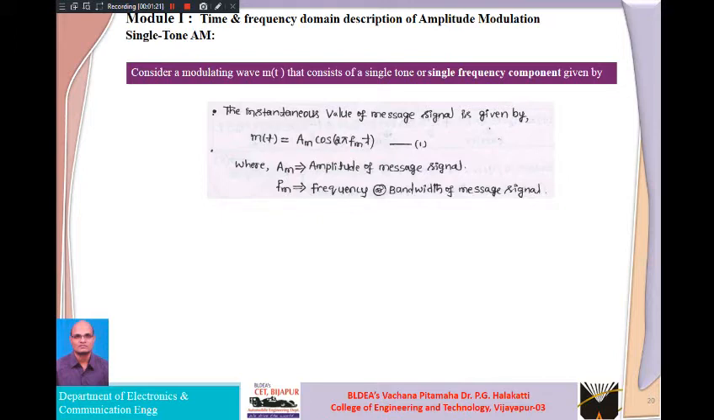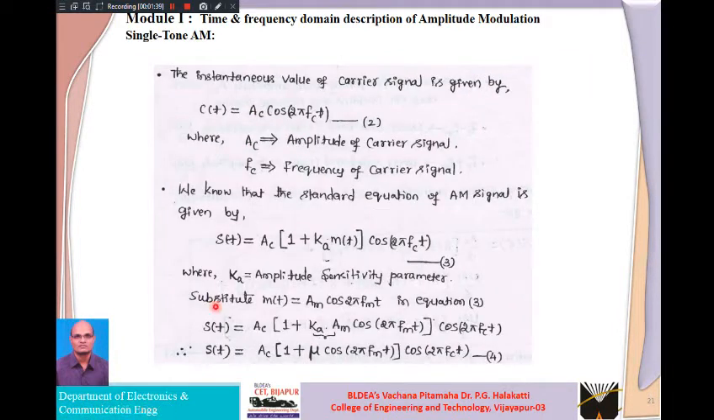The main difference between the time and frequency domain description of the previous AM and this single tone AM is that here we consider only one message amplitude as usual, and the carrier signal having a single amplitude Ac, and directly we get the equation for the amplitude modulated signal, the AM signal. Now, instead of going for the direct Fourier transform, we are going to substitute m(t) in equation number 3. We substitute m(t) equal to Am cos 2πfmt here.